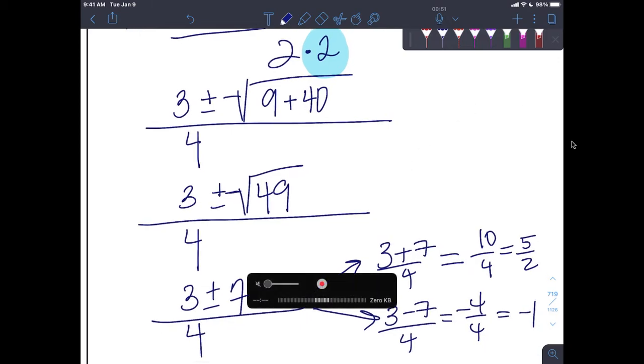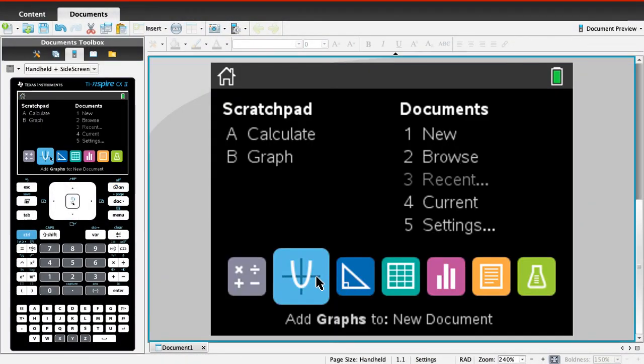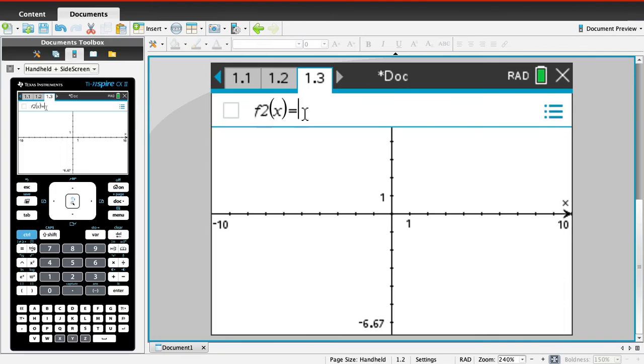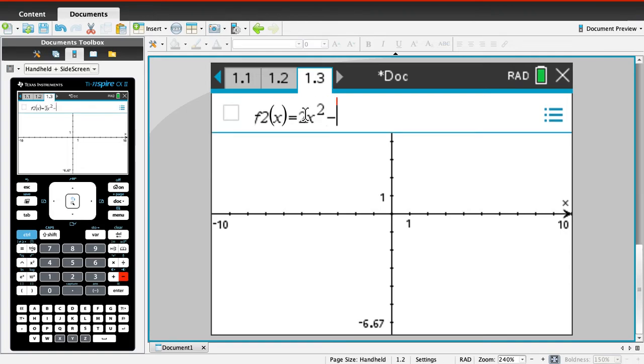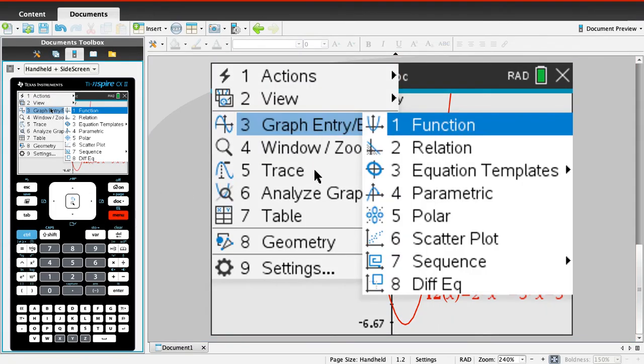Let's verify that with our calculator. So I'm going to go ahead and just open up a new graphing page. This was number 2, and this was 2x to the power of 2 minus 3x minus 5. I'm going to go ahead and run my graph trace.